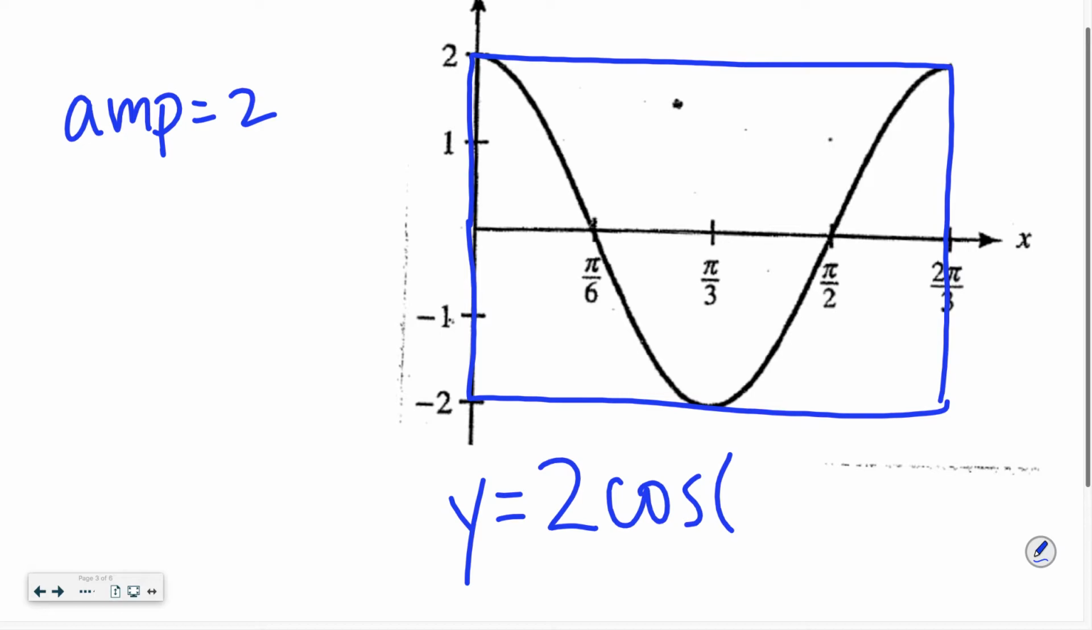The period is the length horizontally of our frame. Well, it makes it easy when our frame begins at x equals 0, right? Our frame begins at x equals 0 and it ends at 2 pi over 3. What's the period? 2 pi over 3. The period is 2 pi over 3. Well, we know to calculate the period, we take 2 pi divided by b. So what is b?